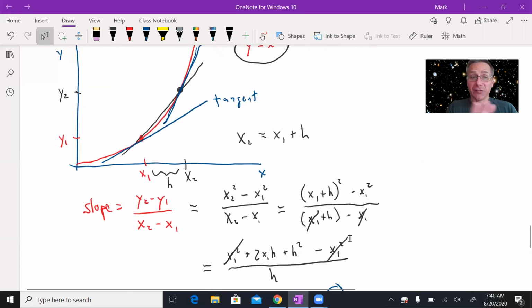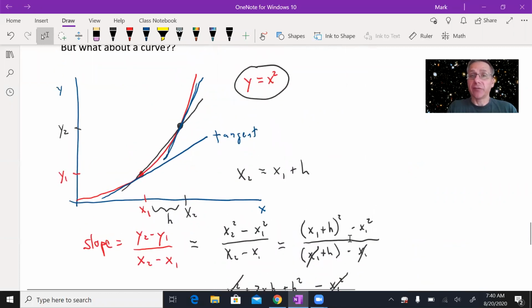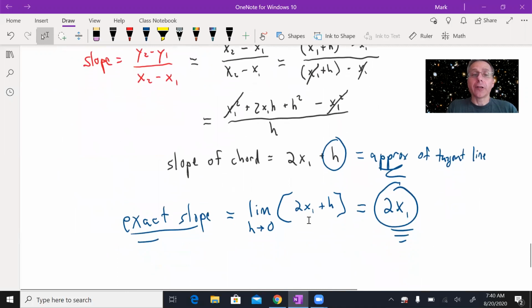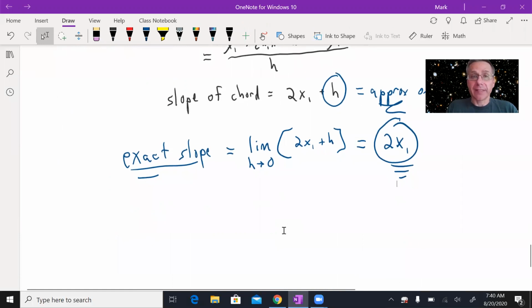Okay? Keep in mind, as soon as we change the function, as soon as we have something other than y equals x squared, we have to do this algebra with the slope equation and find out what's left over when we do this limit. It's this limit right here that's the magical part that gives you the exact answer.